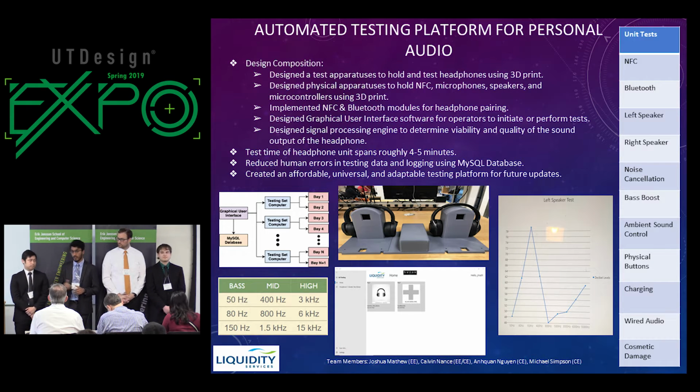And Anquan will talk about our data storage aspect. Okay, so for our data collection storage, we're using a database that mimics what Liquidity Services will be using in their testing environment. From the database, we're getting a device model number that will help determine which of those unit tests need to be performed on a specific device that we're testing. And when we're done with testing, we store back into the database a very quick and easy, simple glance visual format, as well as a more detailed JSON format.